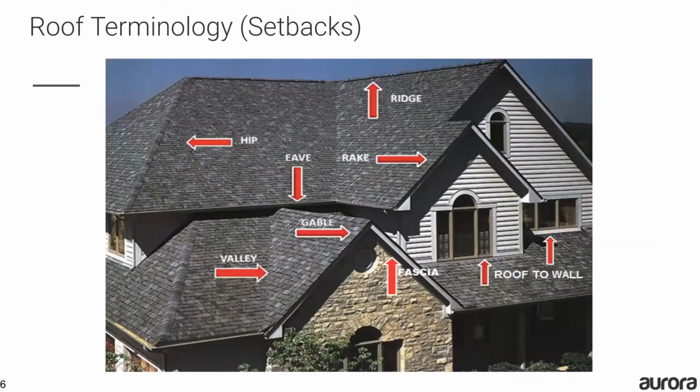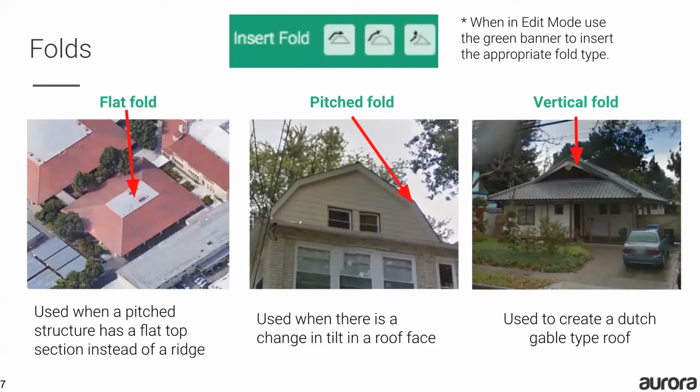Here's a great slide showing the roof terminology that I'll be using as we go through modeling some of the residential properties here in a moment. So we've got hip, ridge, eave, rake, valley, gable, fascia, and roof to wall. Once you've outlined the perimeter of your structure in Aurora, a green banner will pop up that will say Edit Roof. You'll have 3 fold types to choose from, as well as 3 dormer types to choose from to add into your structure. So here we have a few examples of folds.